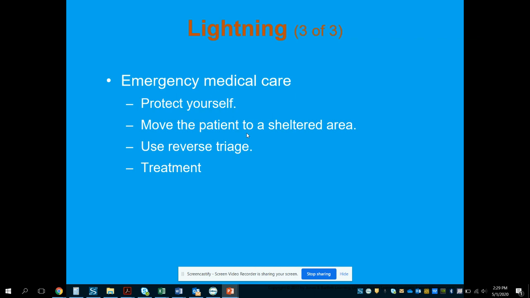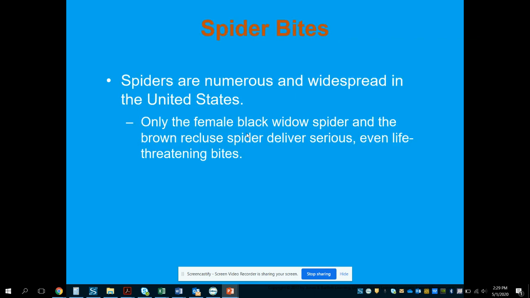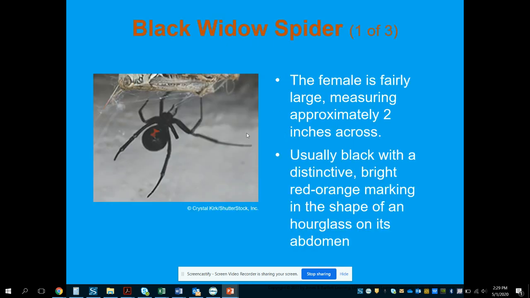So reverse triage, you'll see that again. You need to know what that means as far as treatment for lightning strikes. Now, spider bites. Spiders are numerous and widespread in the United States. Only the female black widow spider and the brown recluse spider deliver serious or life-threatening bites.